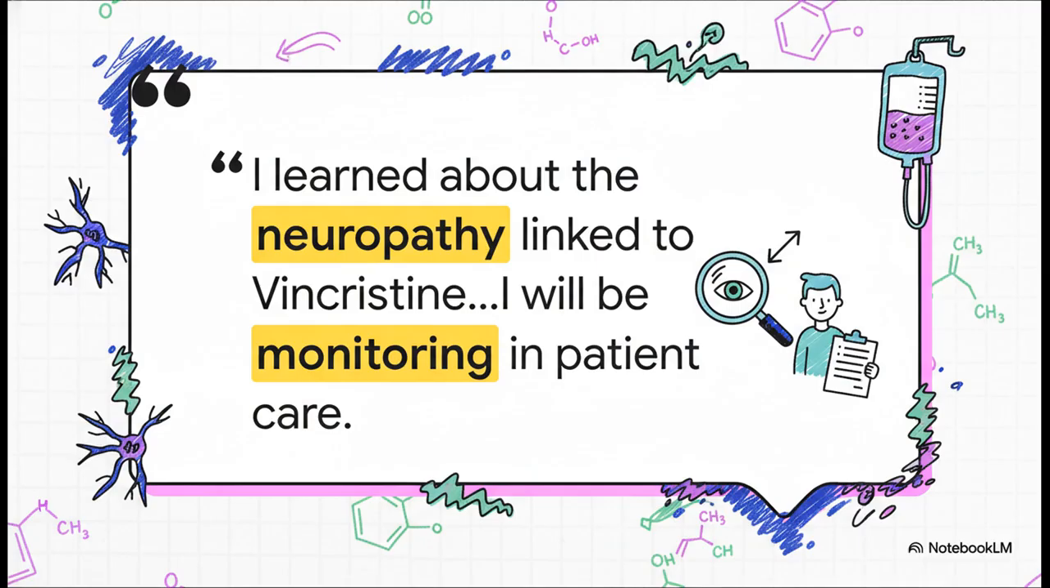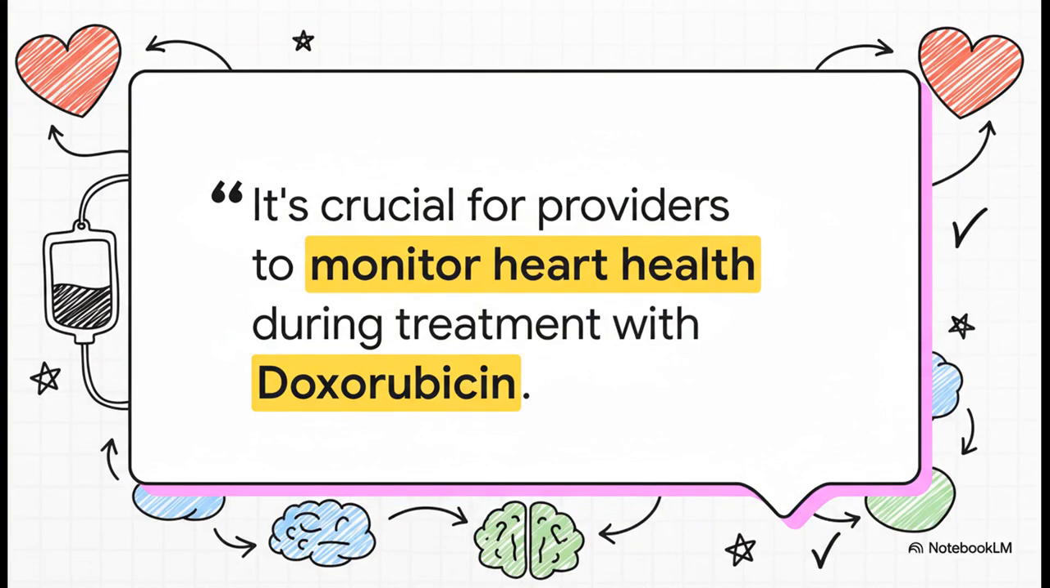And here's where it really hits home in the real world. Oncology Nerd 101 points out that knowing about vincristine's neuropathy isn't just some random fact. It becomes an action item. It means you're going to be actively monitoring for this in your patients to catch it early and make a real difference. Exactly. And one more from a professional, cancer care pro, who really drives this point home. Remembering that D for doxorubicin is a constant reminder to monitor a patient's heart health throughout their entire treatment. I mean, this is knowledge that literally saves lives.